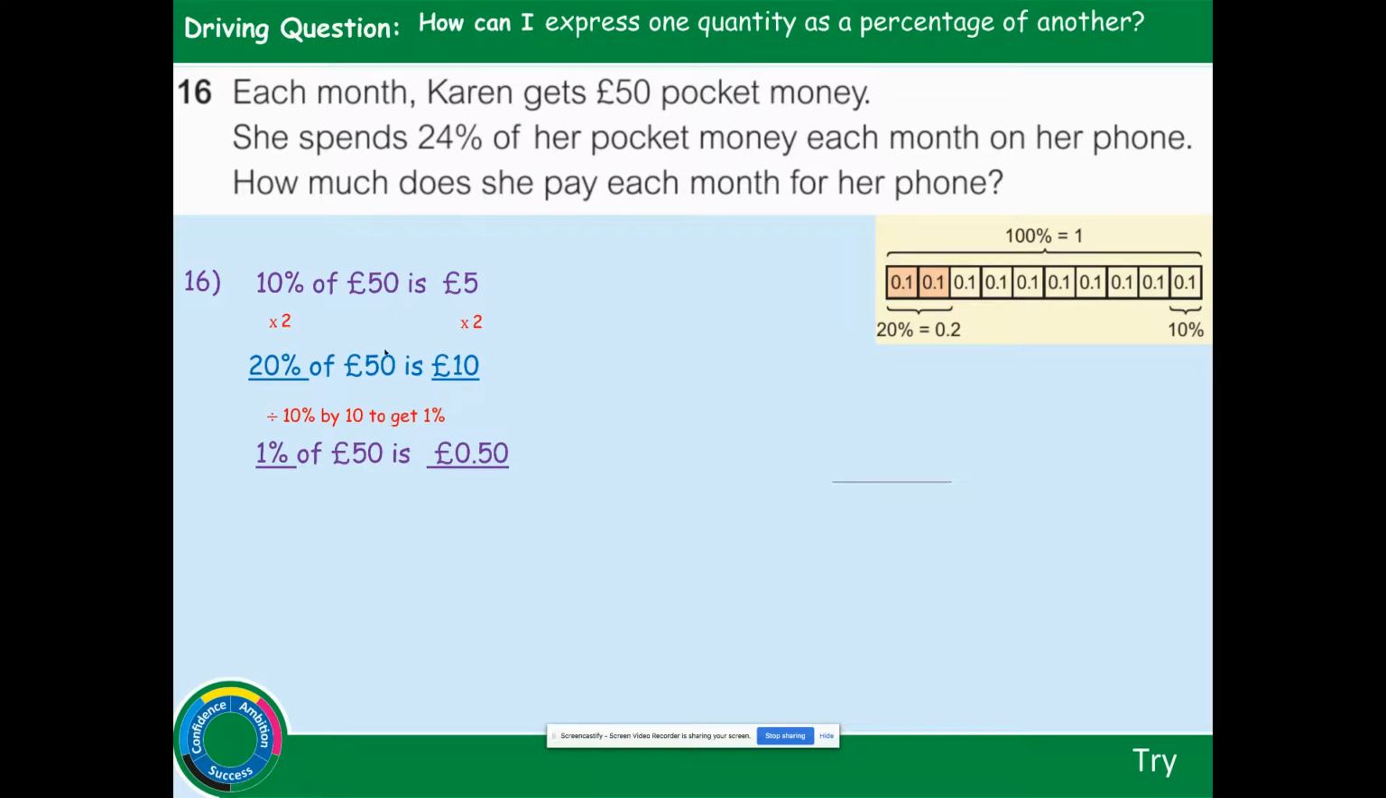But we don't want 1%, we want 4%. So now we need to multiply this by 4. 50p times 4 is £2. Now I add the 20 and the 4, I've got 24. £10 plus £2 is £12.